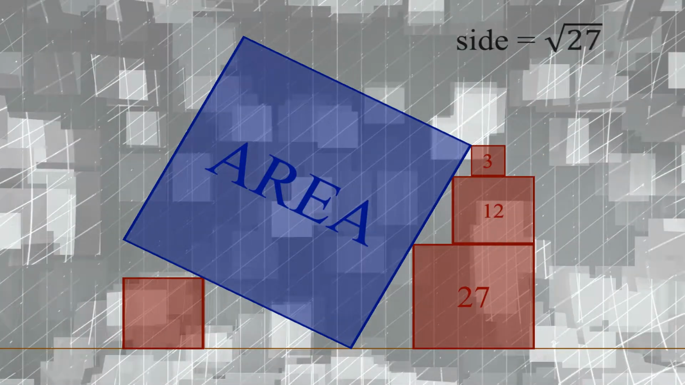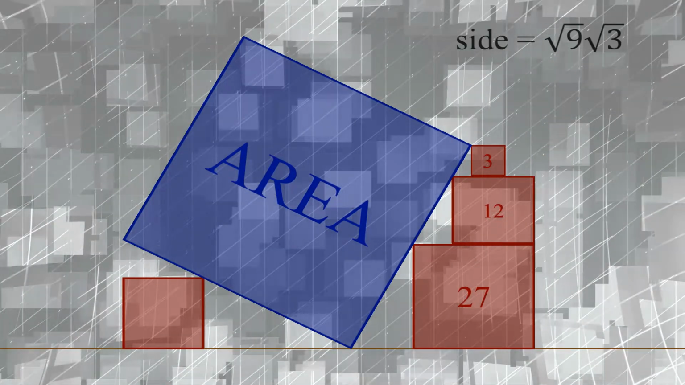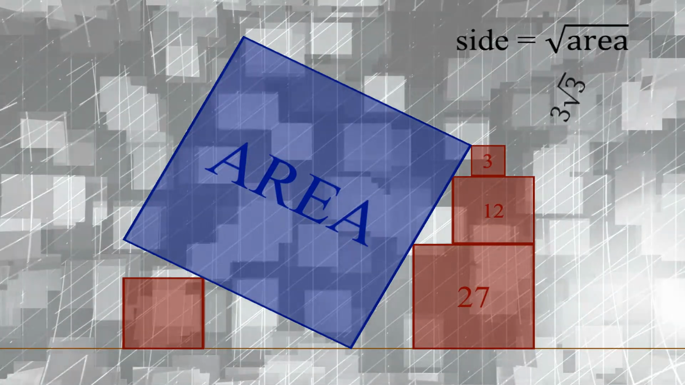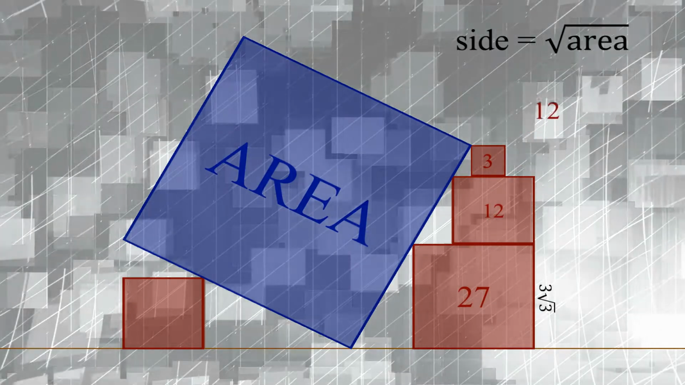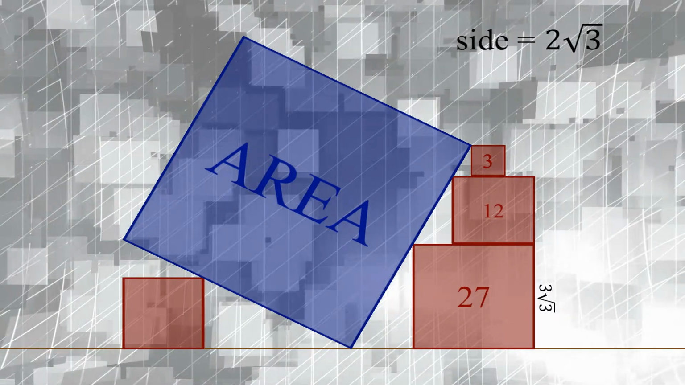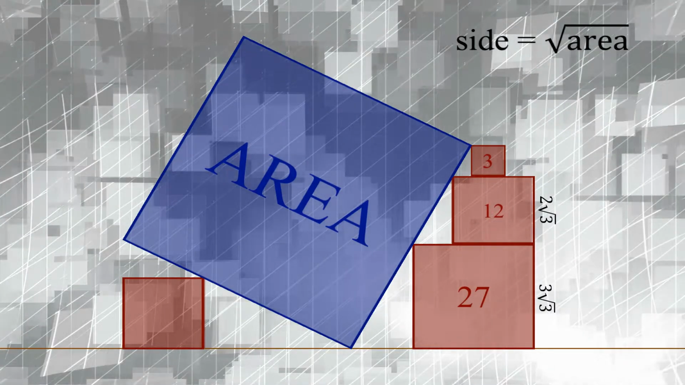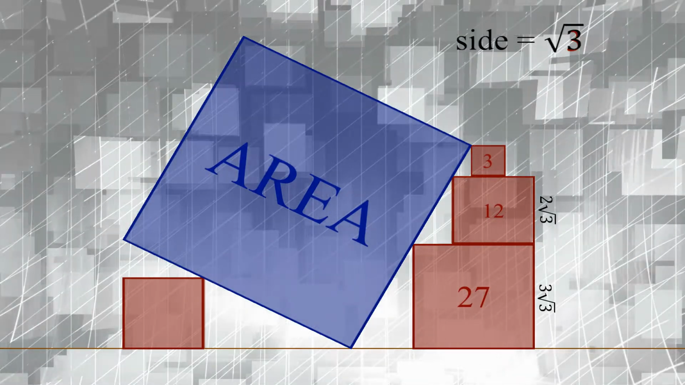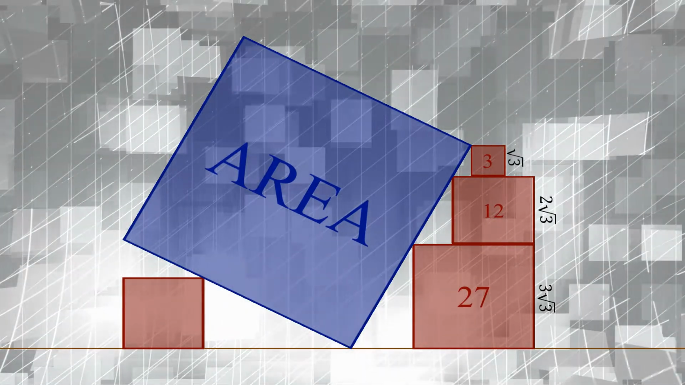Note that the square root of 27 is the same as the square root of 9 times the square root of 3, and the square root of 9 is just 3, so the square root of 27 is just 3 root 3. Similarly, the square root of 12 is the square root of 4 times the square root of 3, and since the square root of 4 is just 2, the square root of 12 is 2 root 3. There's not really any simplification that we can do for the side length of the smallest square, so we'll just note that it's the square root of 3. Where do we go from here?